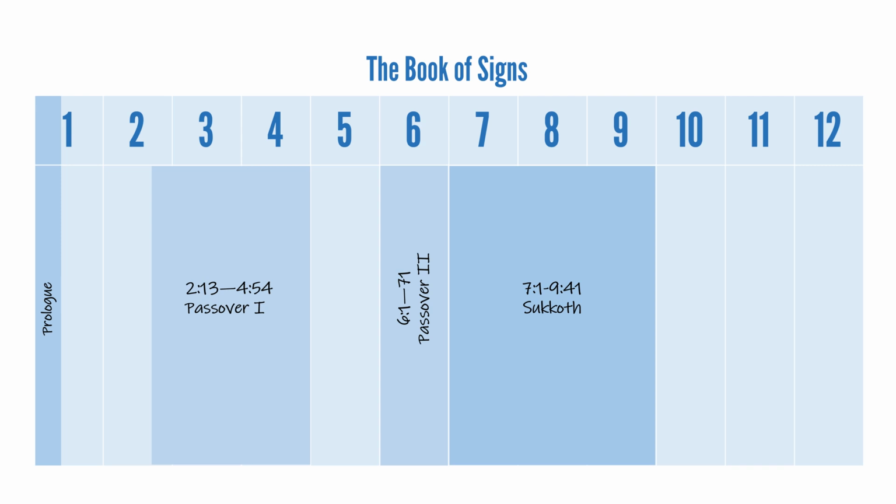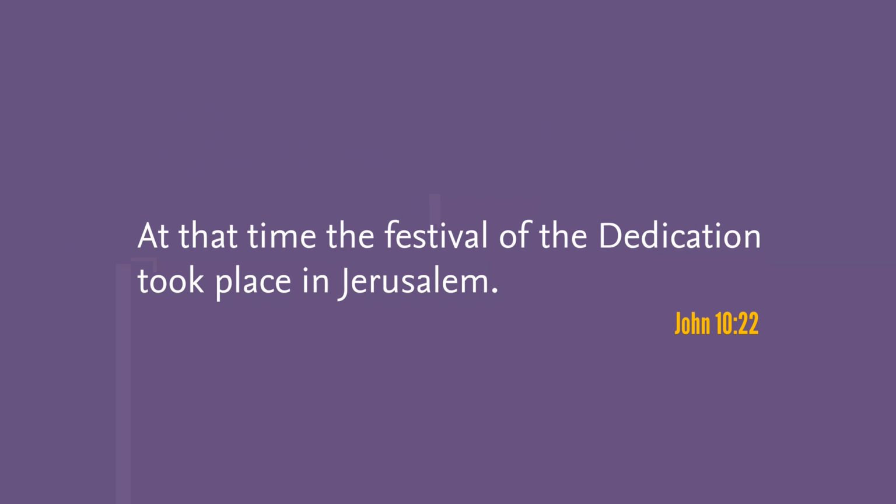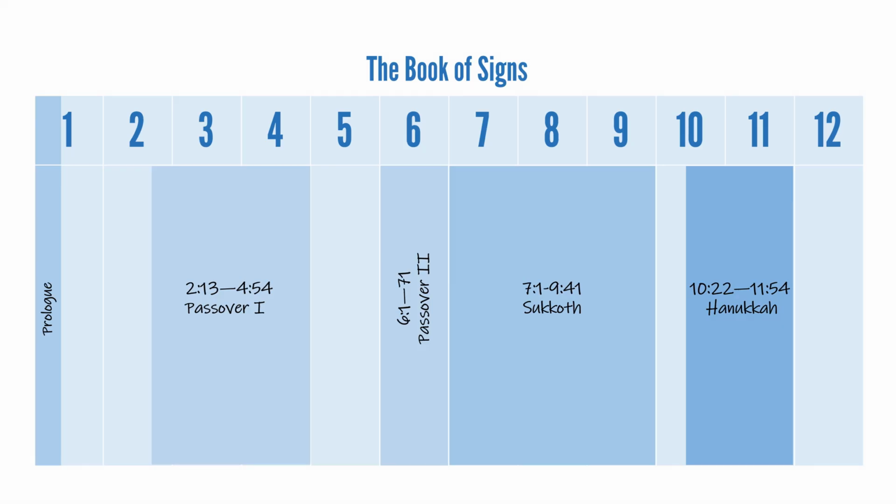Then, midway through the Good Shepherd discourse of chapter 10, John seems to skip forward once again from Sukkot directly to another festival. "At that time, the festival of the dedication took place in Jerusalem." Dedication is, of course, another name for the festival of Hanukkah. This wasn't one of Israel's ancient biblical festivals. It was a more recent practice that commemorated the rededication of the temple in 164 BCE.